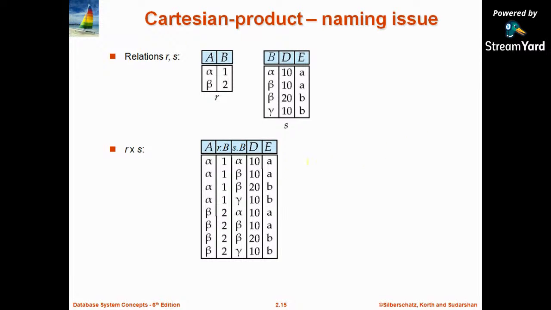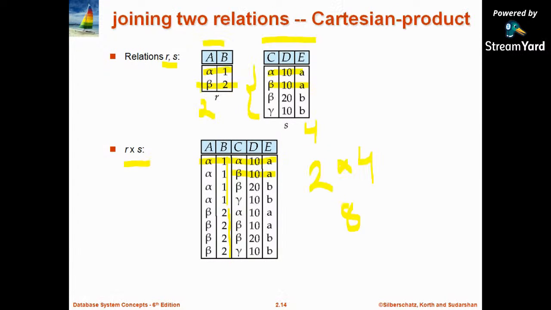So in the Cartesian product, if you have the same column name, how can you say that we are going to get a combination of all the columns? Look at this, A, B, C, D, E. Finally, you will have the table of A, B, C, D, E, and you will have 8 rows.